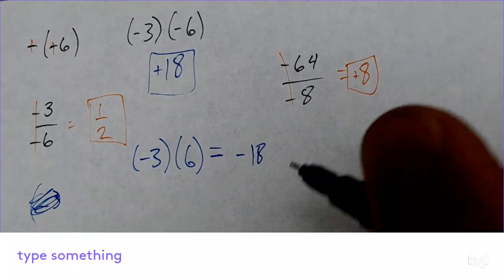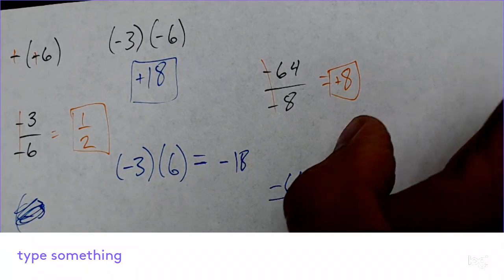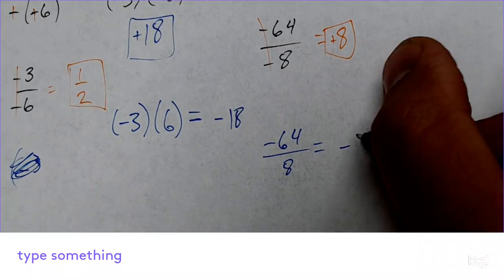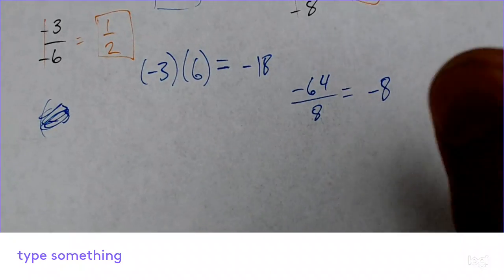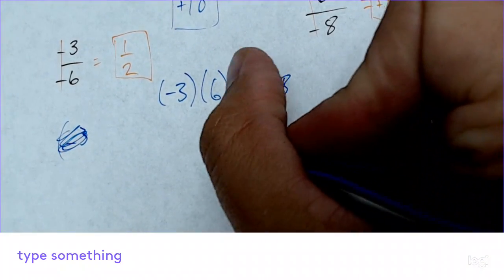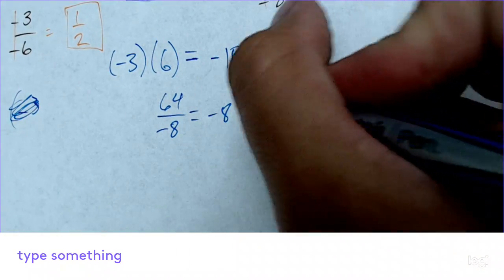Okay, and same thing with a fraction. Let's say we had negative 64 over positive 8. Well, there's only one negative, so that answer would just be negative 8. And fractions are also kind of funny, because let's say we had positive 64 over negative 8. Well, that would still give us a final answer of negative 8, right?